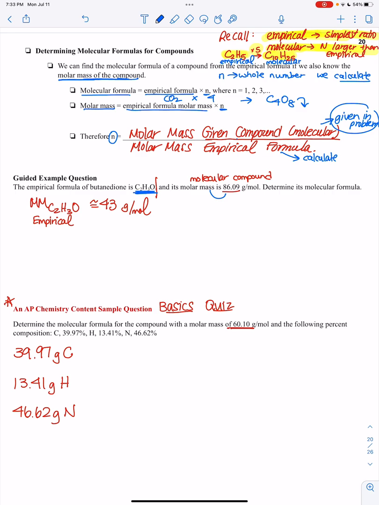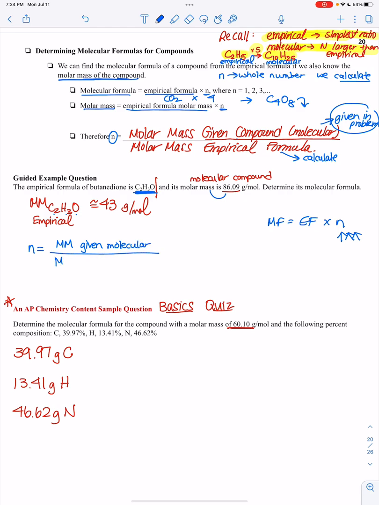Well, the first thing you got to do is I need the molar mass of the empirical formula, and I kind of already did this for you. 2 carbons, 3 hydrogens, 1 oxygen. 2 times 12 is 24, plus 3 is 27, plus 16 is about 43. That is the molar mass of the empirical formula. If I want to figure out the molecular formula, it is the empirical formula times N. I need to get N.